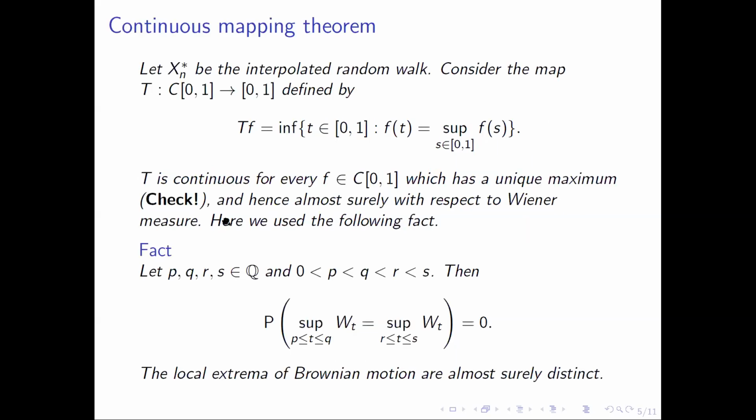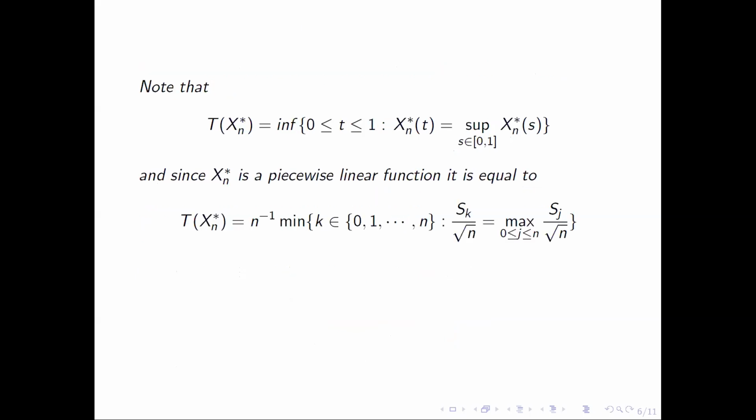So what we'll do is apply this T map on Xn star. Let us look into what happens if we apply T on Xn star. T on Xn star is the infimum of all the t's such that Xn star(t) is the supremum of Xn star(s). Now note that Xn star is a linear interpolation, so it's a piecewise linear function. So it will achieve the supremum only on the points which are the corners. As you can understand, you can just evaluate it at discrete points. Otherwise, it's a linear function.